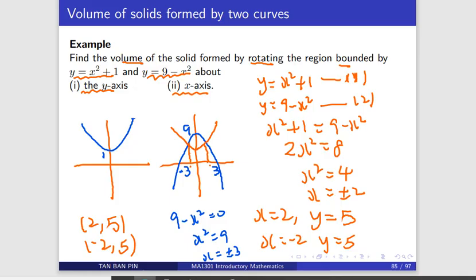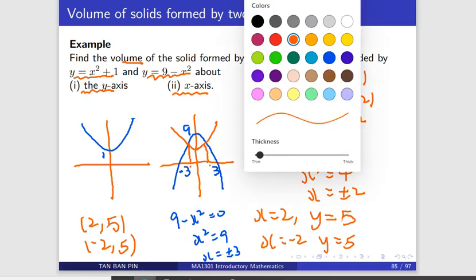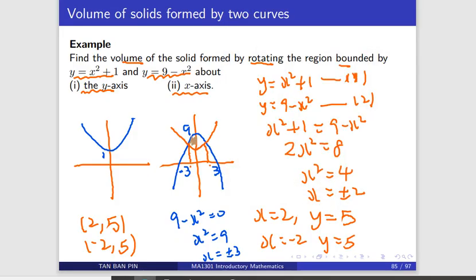So with that, it helps you to sketch a graph, and then you know what the region is. You'll find that the region you are looking at should be this region, the region bounded by x squared plus 1 and 9 minus x squared.